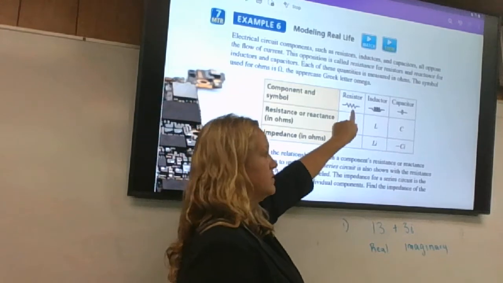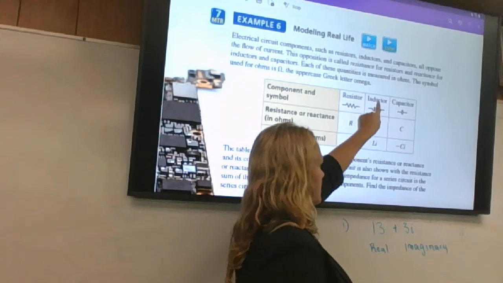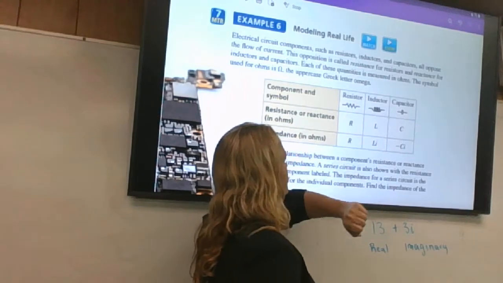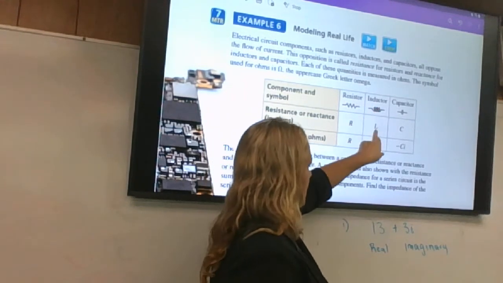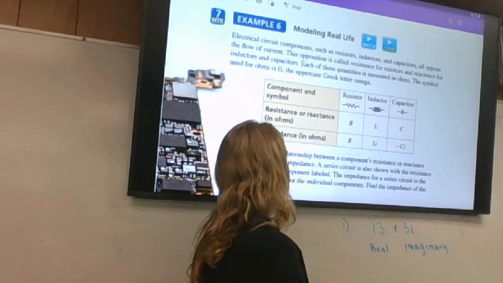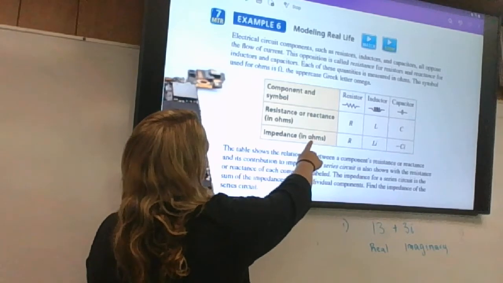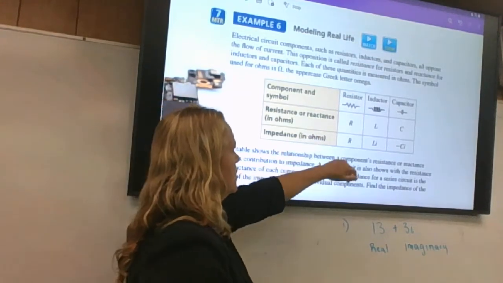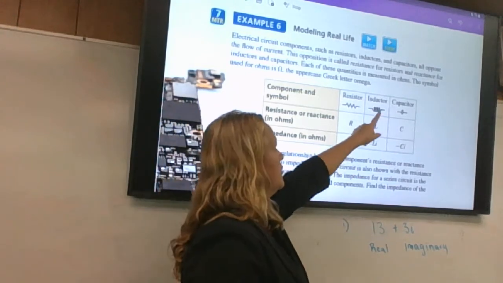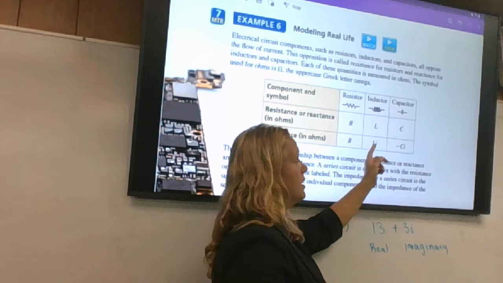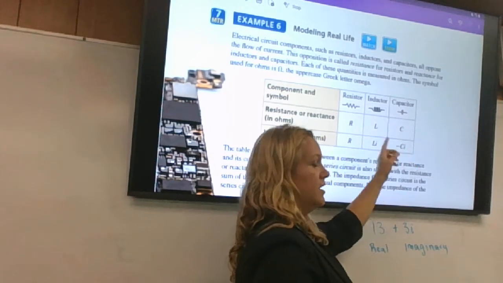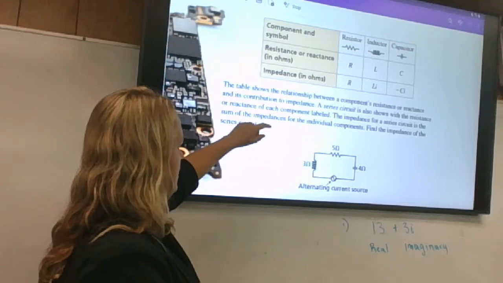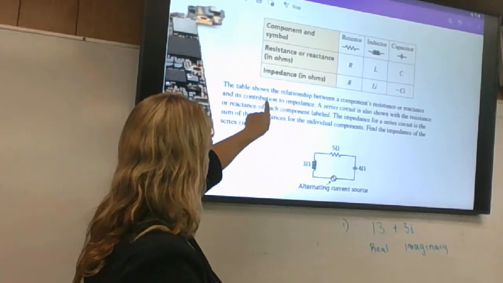Okay, so this is the symbol for a resistor. This is the symbol for an inductor, and this is the symbol for a capacitor when we look at a circuit. So these symbols are important for the problem. Resistance, capital R; inductor, capital L; capacitor, capital C. Now, ohms, it says, is a measurement of these resistances. So for resistors, the number stays real. For inductors, there's an imaginary i next to it. And for capacitors, it's negative and imaginary. That's what this table is telling you. The table shows the relationships between the resistance, reactance, and its contribution to impedance.